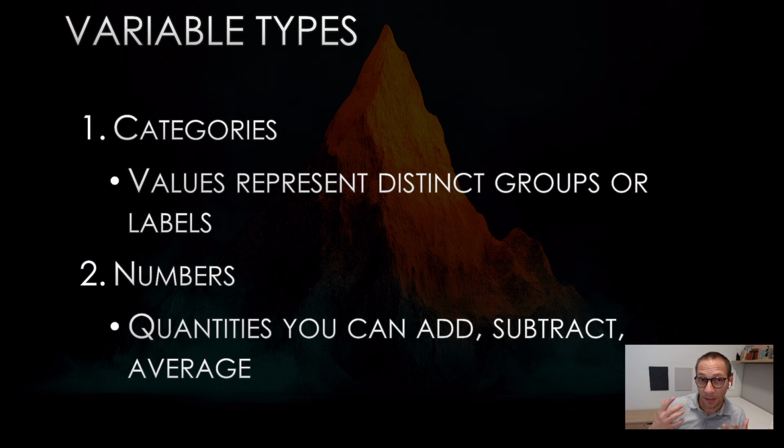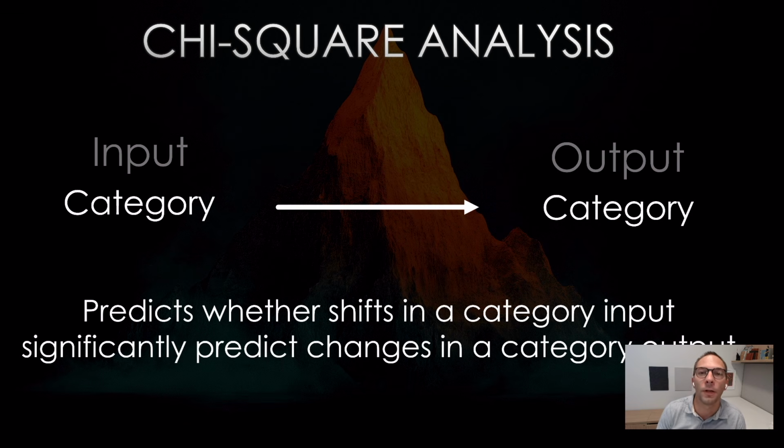So before we get to chi-squared analysis, let's just refresh on what we covered last week, where there are two different variable types. You have categories and numbers. Categories are just like you're labeling things, but numbers are more of a measurement. Simply put, we're going to run a chi-squared analysis if our input variable is a category and our output variable is also a category. Okay, so we're going to test with the chi-squared if shifts in our categorical input can significantly predict changes in our categorical output.